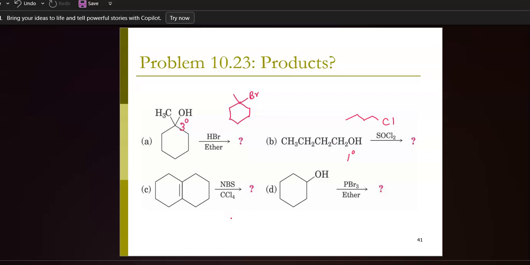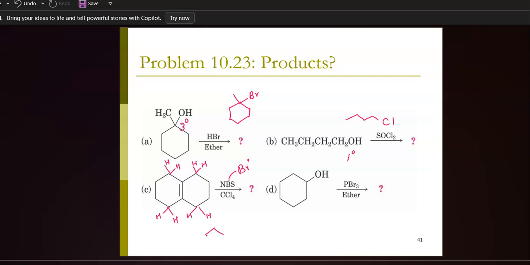Now with C, if you recall, when we have an alkene and it is treated with NBS, which is like a source of bromine radical, the allylic hydrogens are substituted with bromine. So here the allylic hydrogens are the ones which I have highlighted in red color. And if you recall, the allylic hydrogens are the ones that are substituted because the allylic radical that is formed is stabilized by resonance.